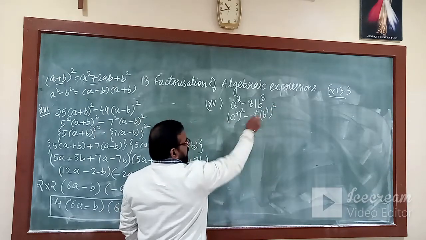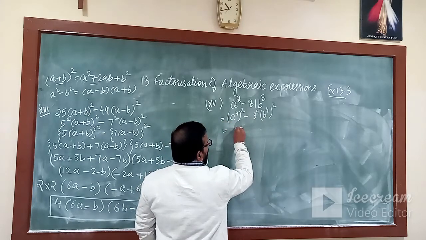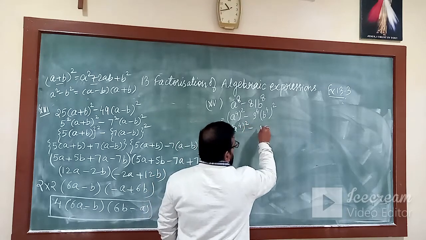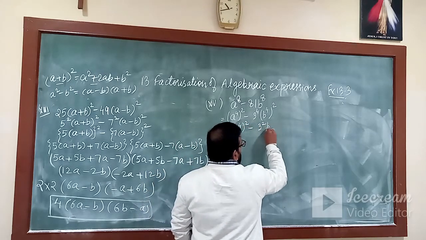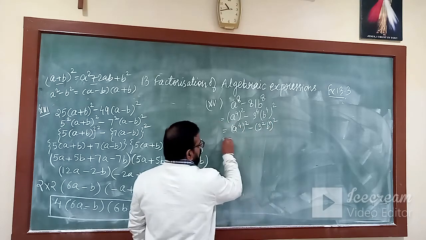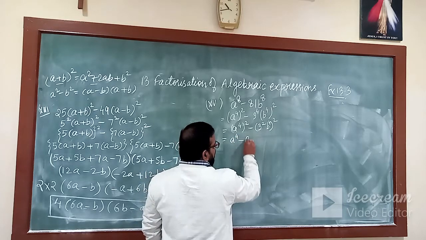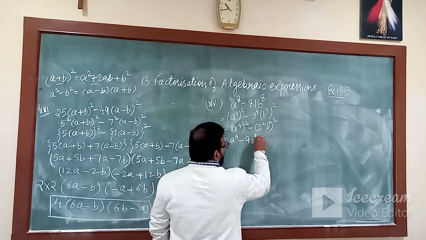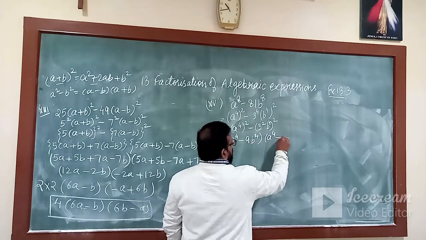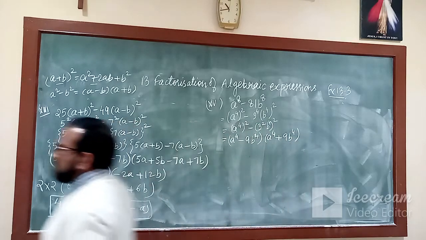Okay, so let's combine it. So it is (a to the power 4) whole square minus (3 square b to the power 4) whole square. So we can write it as a to the power 4 minus 3 square, that is 9b to the power 4, and a to the power 4 plus 9b to the power 4.